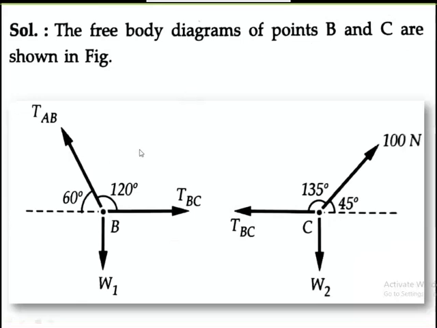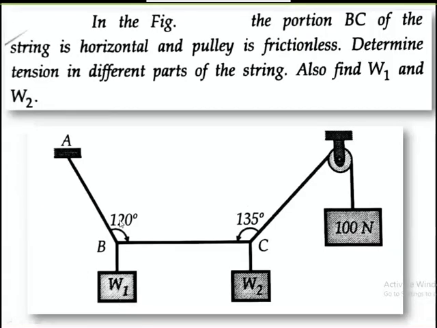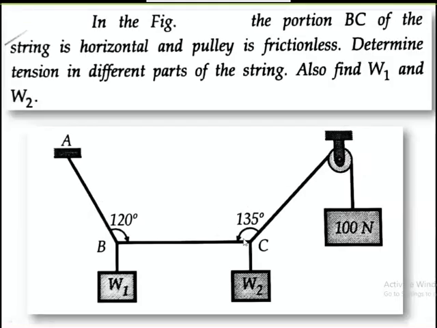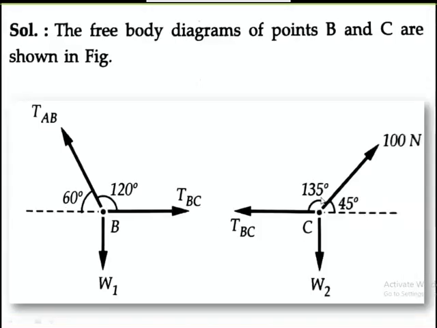At the point B it is TBC, TAB and W1. The total angle here is 120 degrees. This total is 180, we know, so 180 minus 120, this angle will be 60. And at the C joint, it is 135 degrees here. Here the total is a straight line, 180. 180 minus 135, this angle is 45.